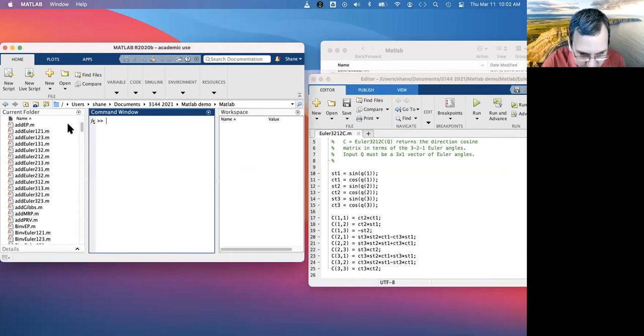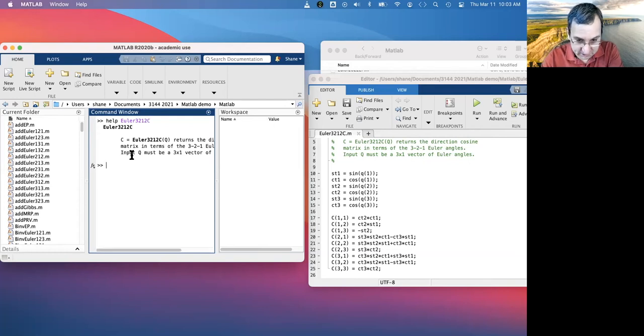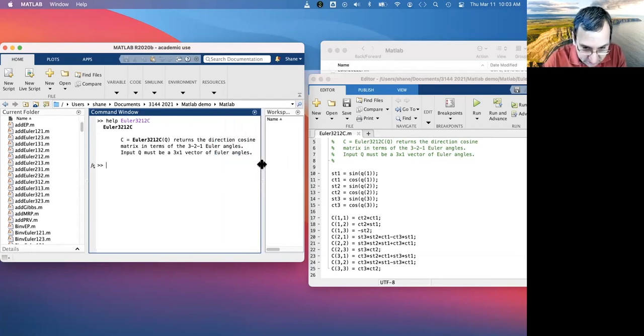I'm already in this same folder that's got everything. I guess I could do help Euler 3 2 1 to C, just to remind myself what this wants. Okay, returns the direction cosine matrix in terms of the 3, 2, 1 Euler angles. So I need to write it in terms of radians, and I think I said 10. So this will be times pi divided by 180. It's the first entry. Then 25 times pi divided by 180. Then negative 15 times pi divided by 180.